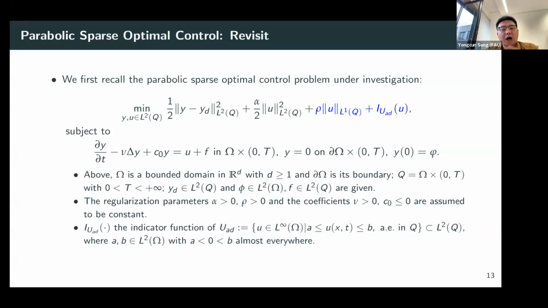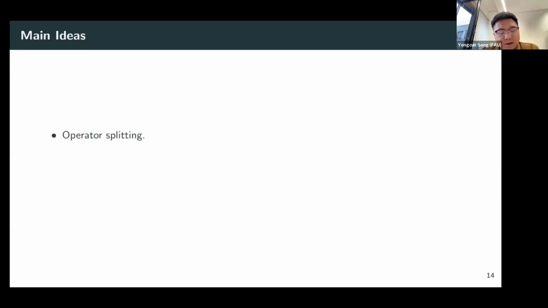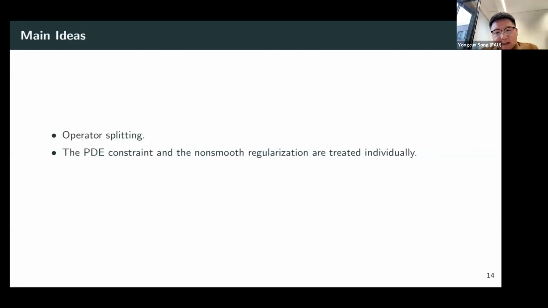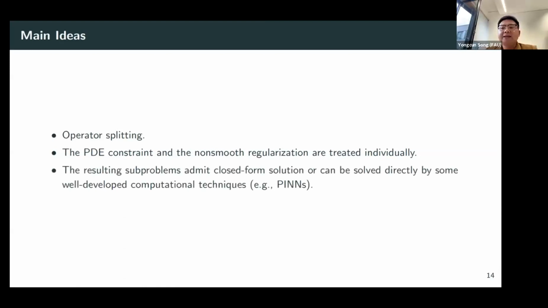So if we separate them, then the rest of the problem can be handled by PINNs. To achieve this goal, we consider operator splitting. That means the PDE constraint and the nonsmooth regularization are treated individually, and we split the original problem into two subproblems, which admit closed-form solutions and can all be solved directly by PINNs.